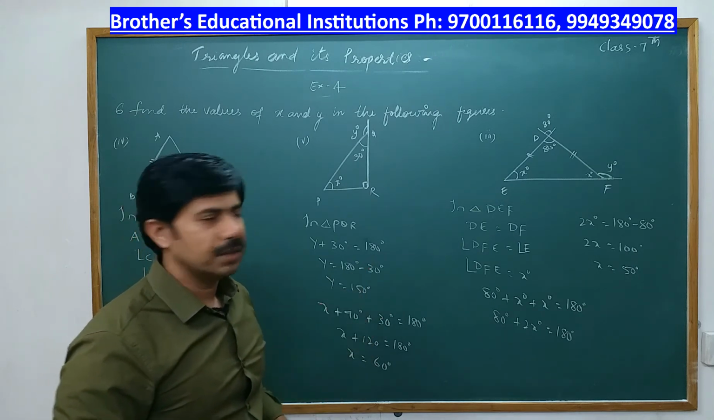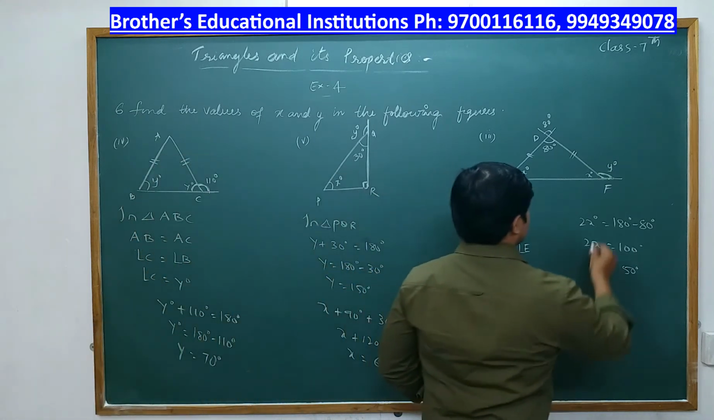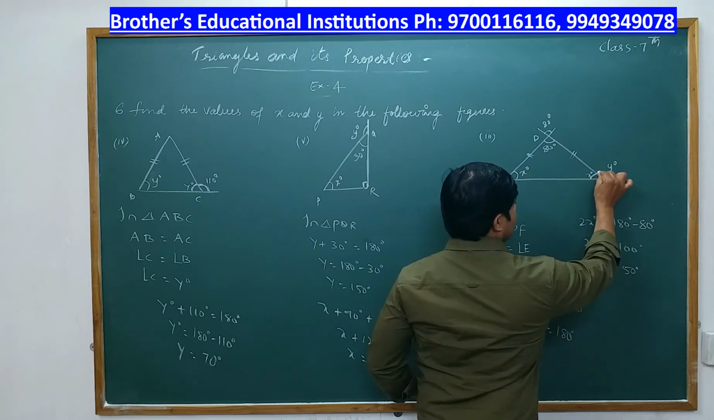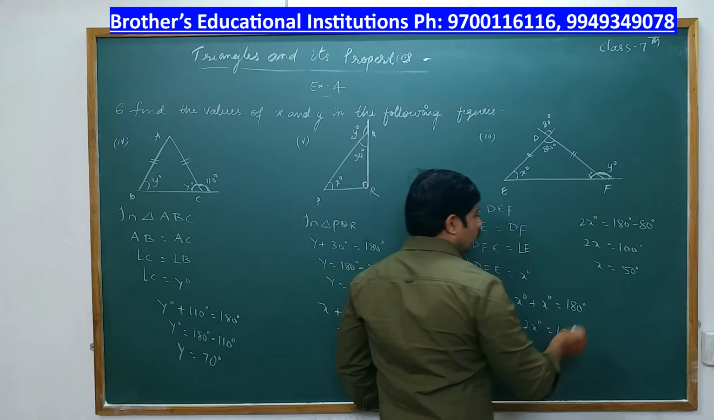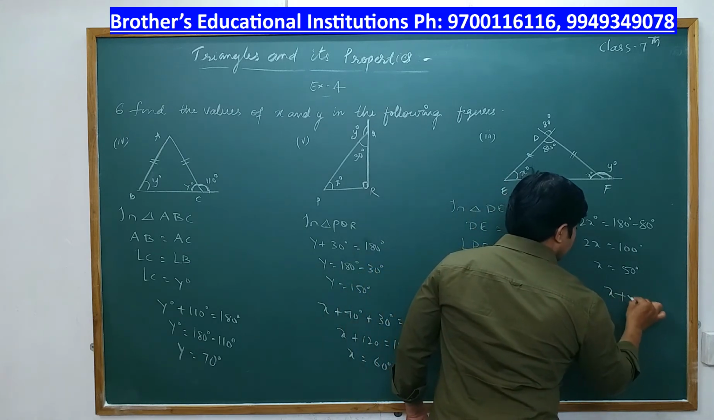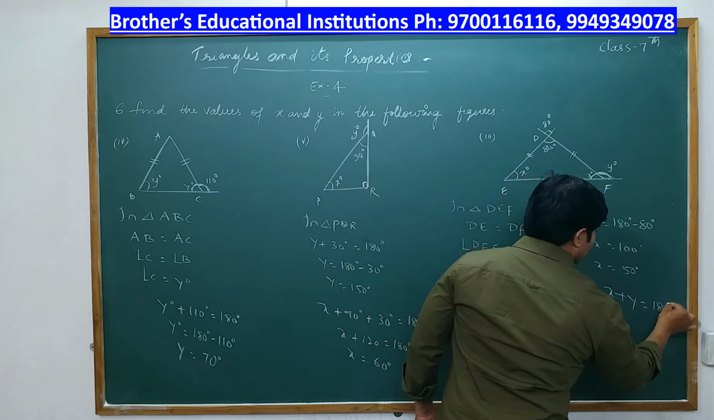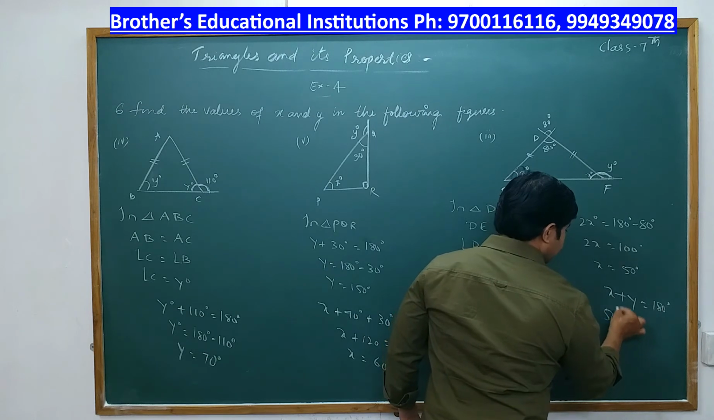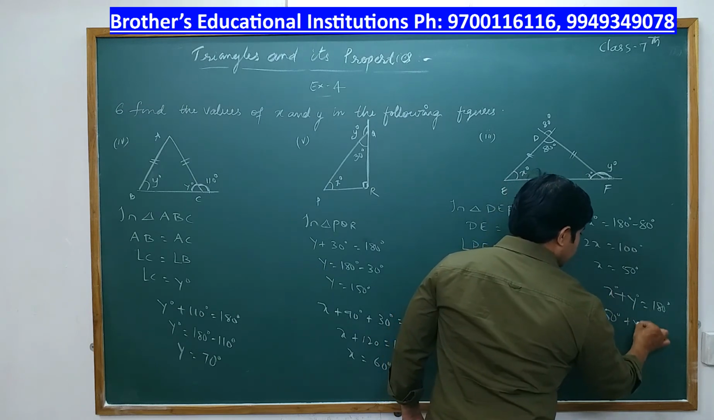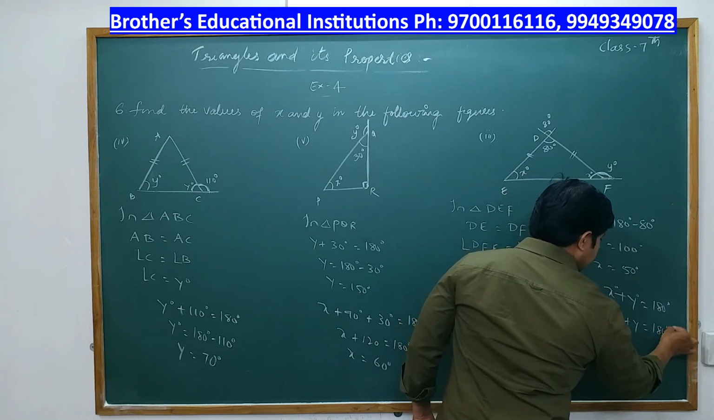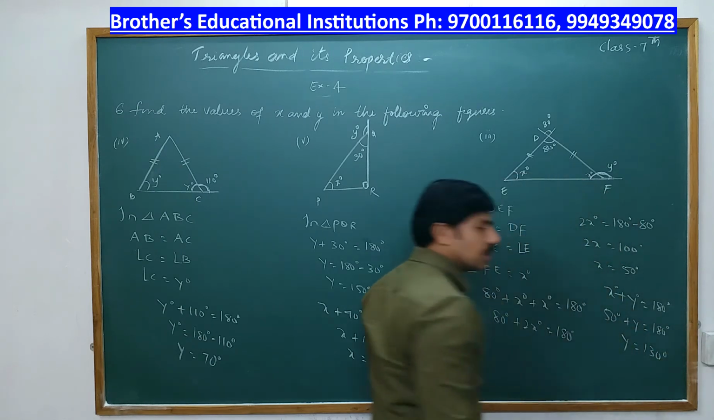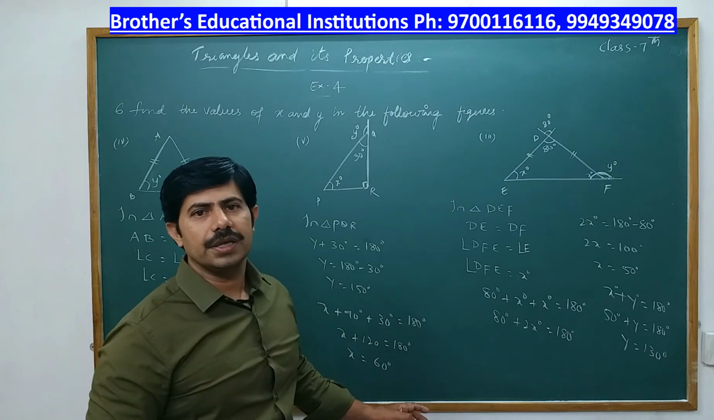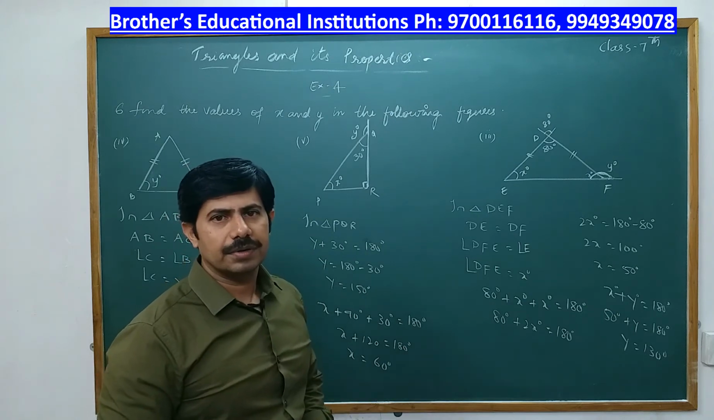Now we need y. So how to get y? So this is a straight line. Angle in a straight line is 180 degrees, or it is a linear pair, we can write. Now what we do is we write x plus y is equal to 180 degrees. So x is 50 plus y is equal to 180 degrees. So y is equal to 180 minus 50, it is 130 degrees. Okay, so this is completed.